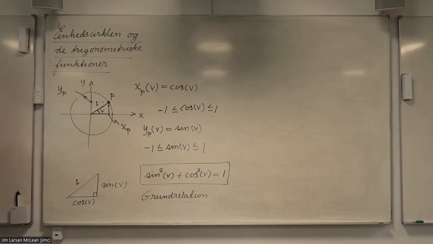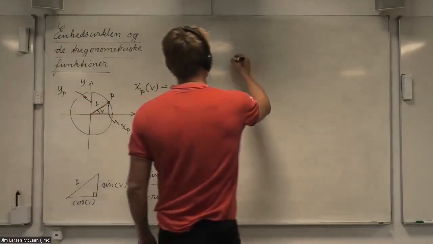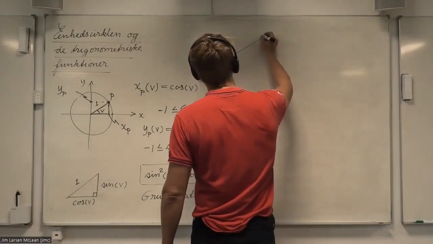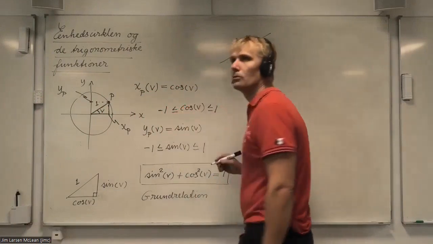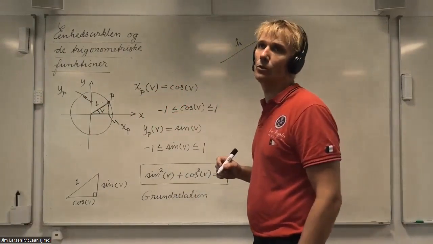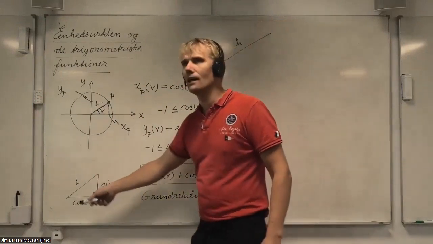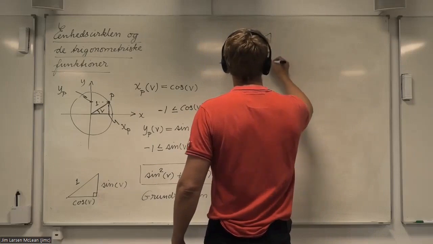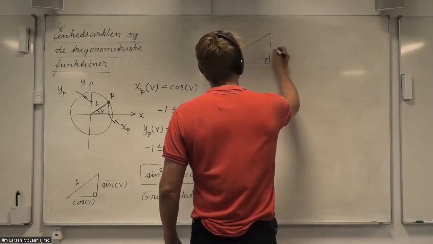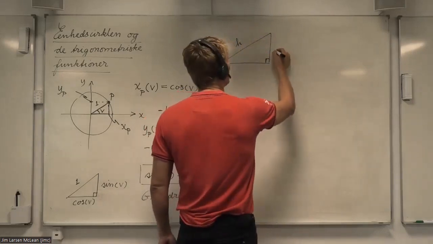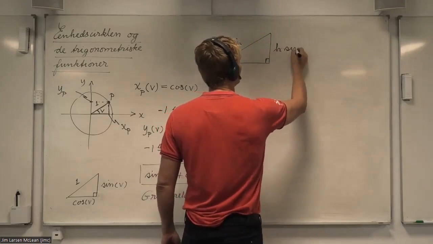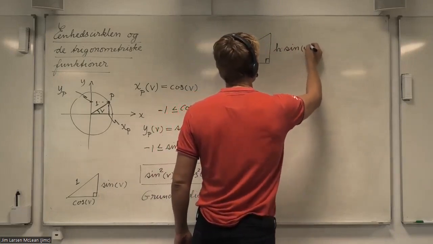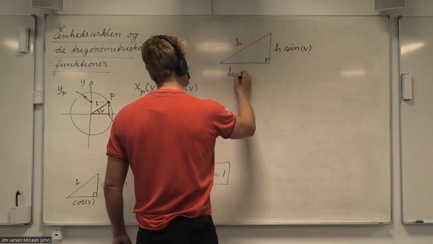Can you see that? So if I have a triangle that looks like this, where it's not 1 long here, now it's h long, and h stands for hypotenuse. The hypotenuse is the name for the longest side in a right triangle. So this side is no longer sine, it will be h times sine, because we've scaled by a factor of h. And here will be h times cosine.